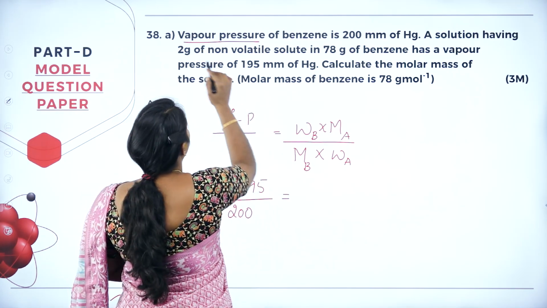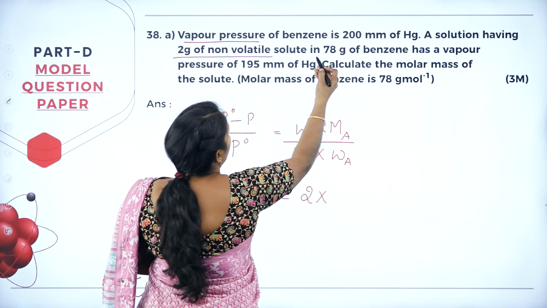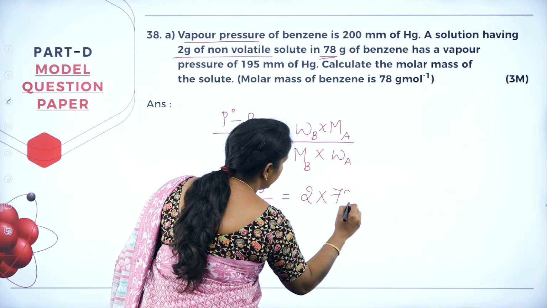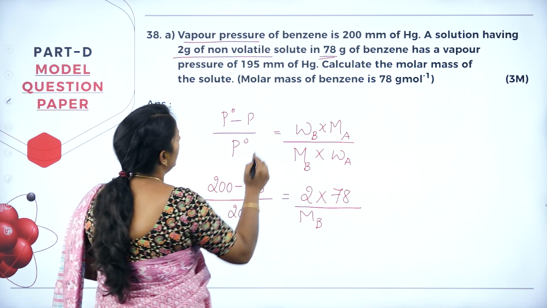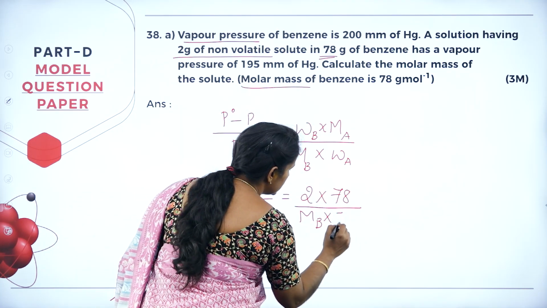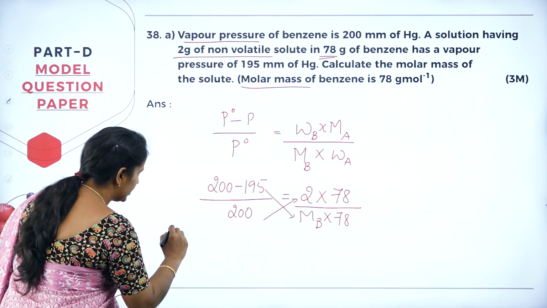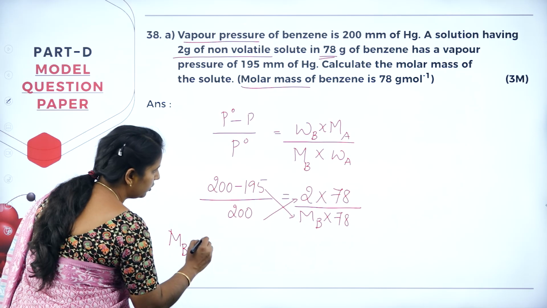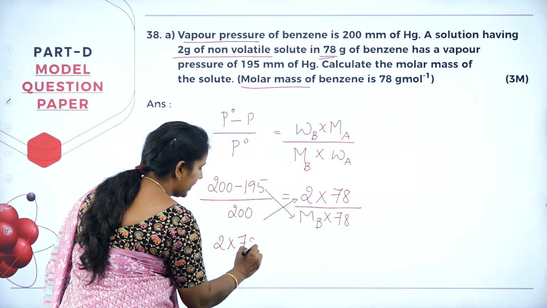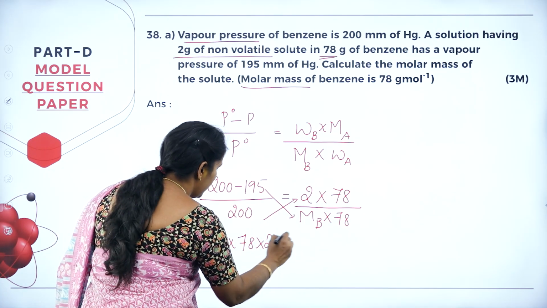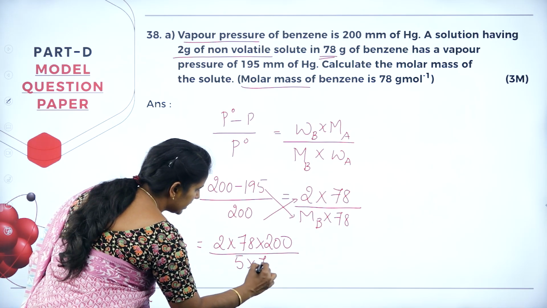They have given that it is 2 gram of non-volatile solute. So, what is the gram of the solute they have taken? That is 78 divided by, we need to calculate what? Molar mass of the solute, and what is the molar mass of the benzene here? 78. So, now what I will do? I will do the simple cross multiplication, that is MB is equal to what? So, MB is equal to 2 into 78 into 200 divided by 200 minus 195 is 5 into 78.